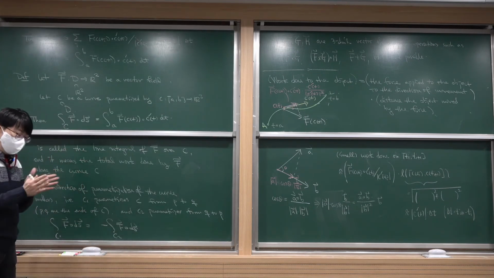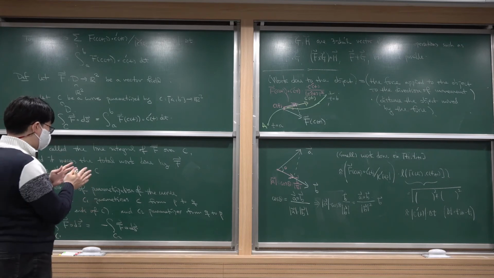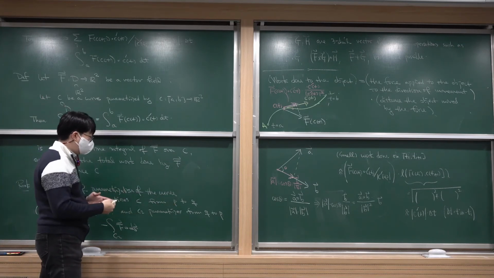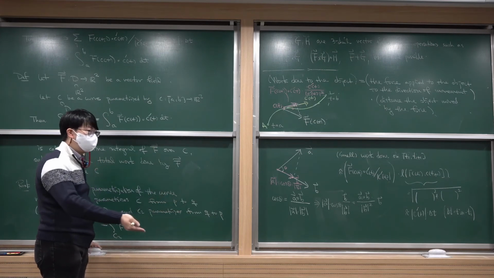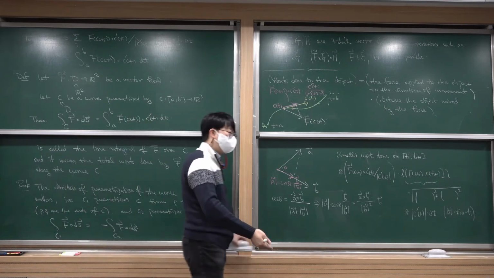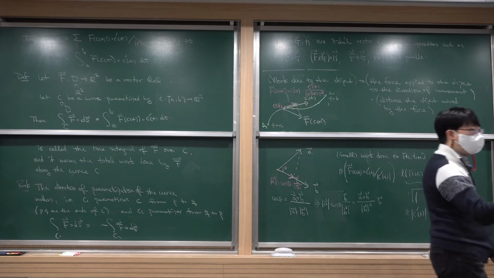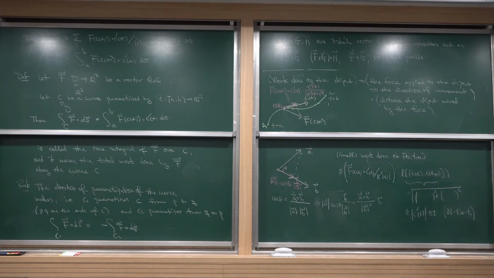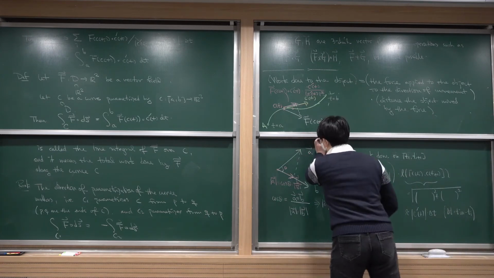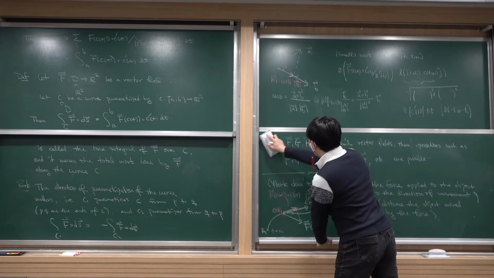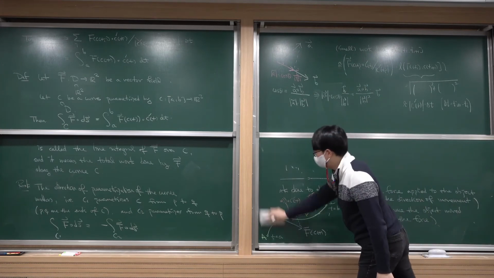However, if you keep the direction of parametrization the same, does it matter if you reparametrize your curve? Does it matter how fast you move along your curve during this time period? No. So reparametrization doesn't matter to the line integral of the vector field, but direction matters. Let's give an example here.